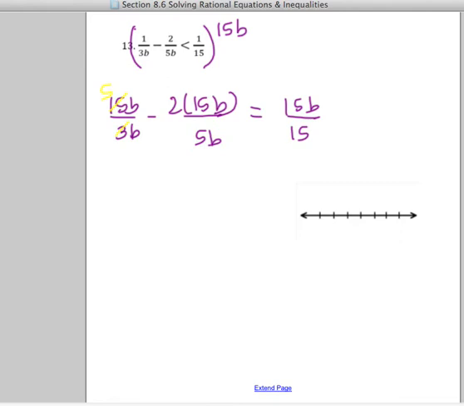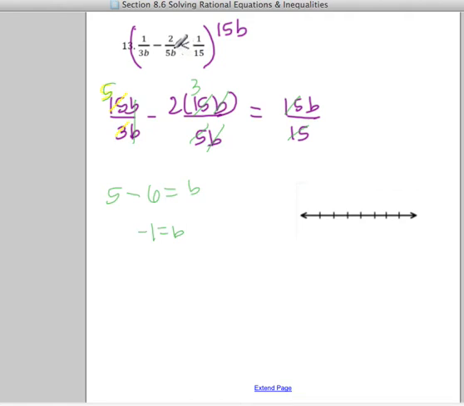Then the b's will cancel. 15 divided by 5 will give me 3. And the 15s will cancel here. So I have 5, and my b's cancel. So 5 minus 6 is equal to b. So I have 5 minus 6, so negative 1 is equal to b. Okay, so that's my first restriction.